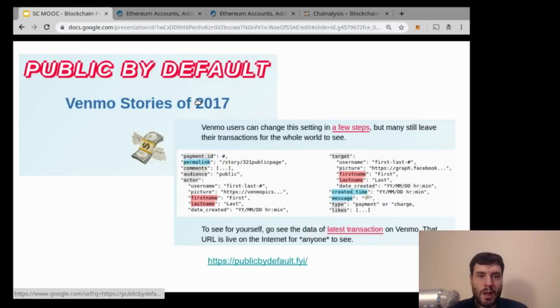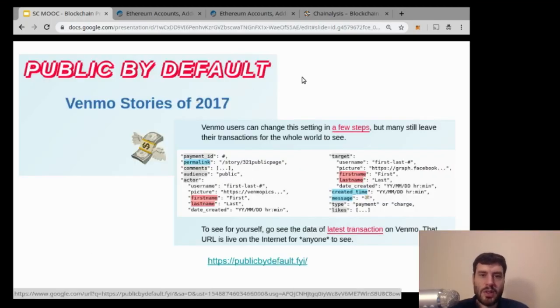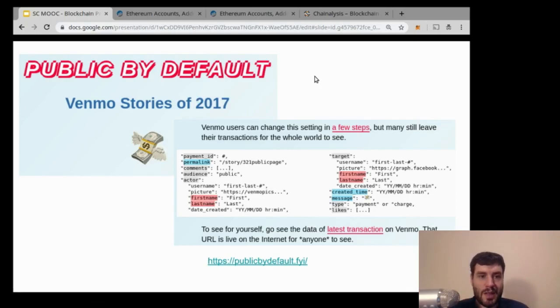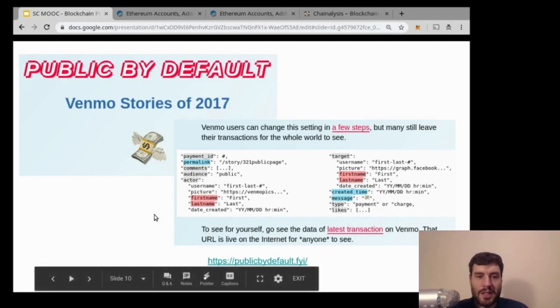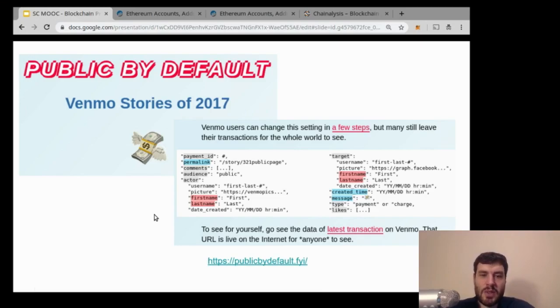A sort of analogous example is a story that's really interesting, which is the Venmo story. Venmo is not a cryptocurrency, but it is an online payment system. And the website telling this story is called publicbydefault.fyi. Essentially, Venmo as a payment system has an option to make all of your payments and the metadata associated with them, any memo fields you may write with these payments, available online, where anyone can go on a website or use an API and enumerate them. Now, it's optional, so you can opt out or opt in to having your payments be available online with this information.